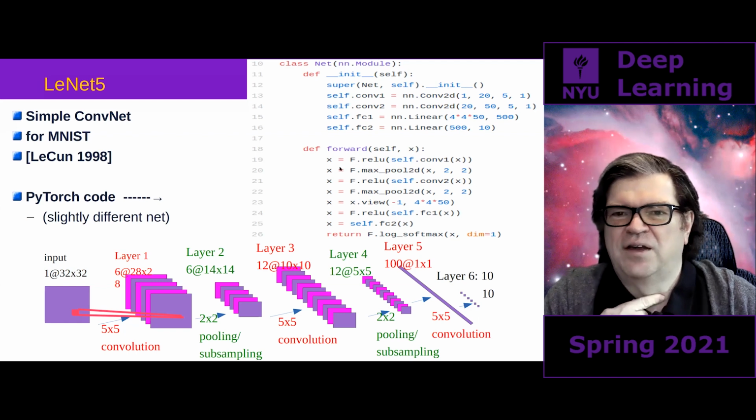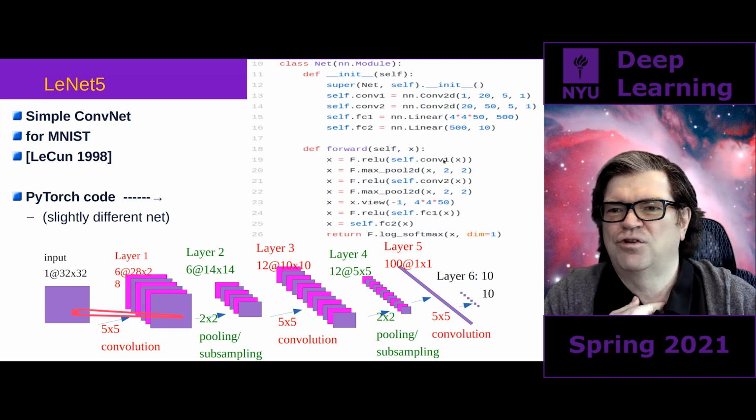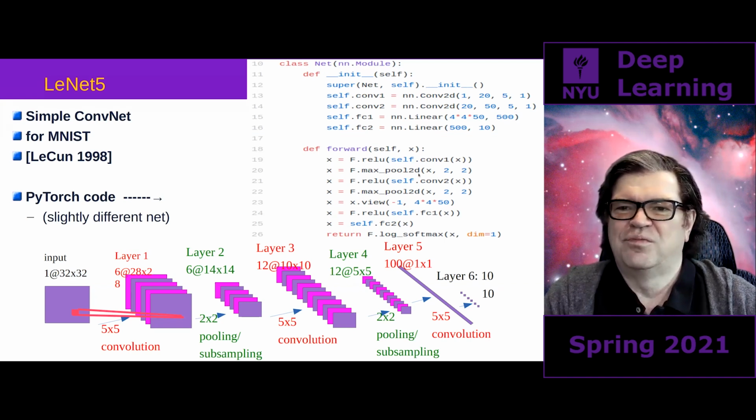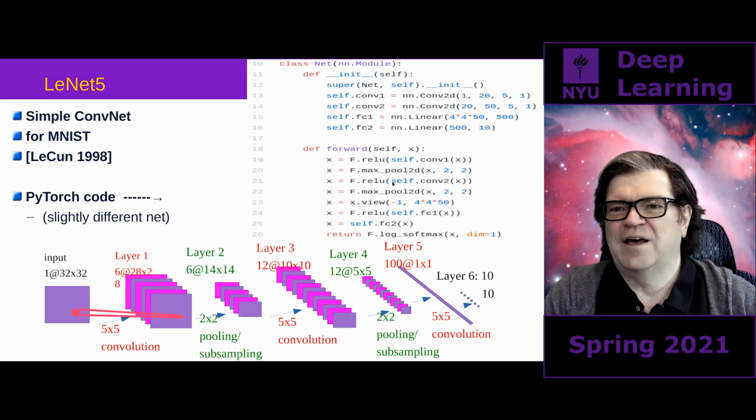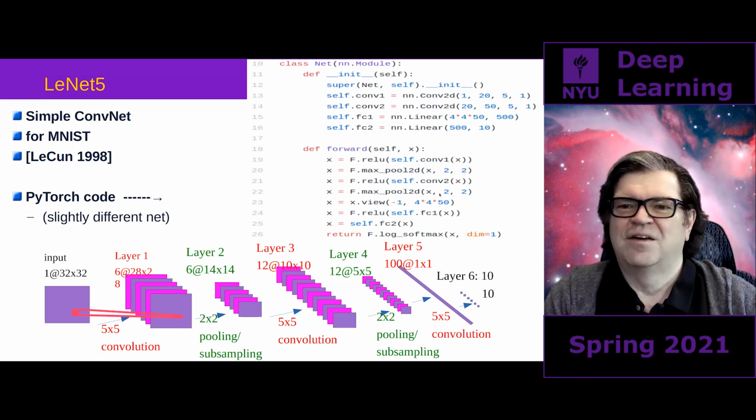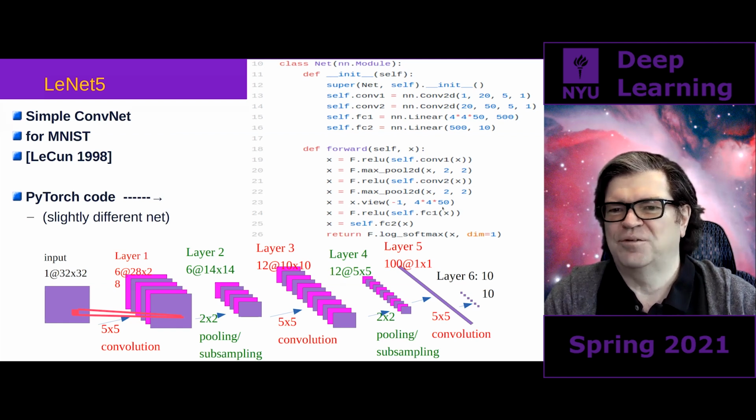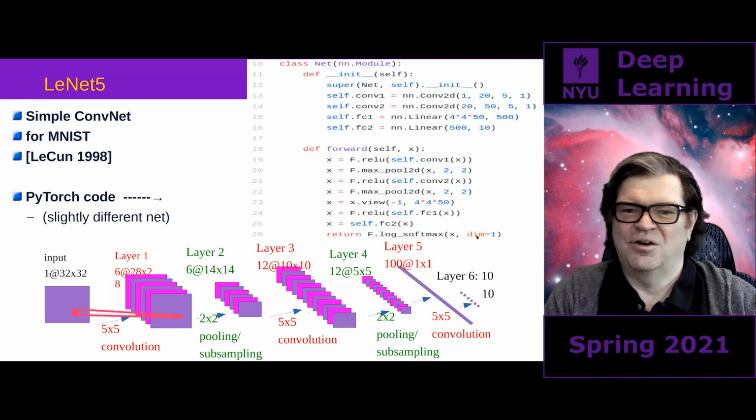And the way you compute the forward is that you apply the ReLU to the convolution applied to the input. Then you apply the pooling. The pooling doesn't have any parameters, so you don't need to create an instance here. You just call the function. Apply the ReLU again to the second layer convolution, pool again, then transform the output here into a vector, and then apply two fully connected layers. Apply softmax because you want to do classification on the output, and then you can have a loss function afterwards.